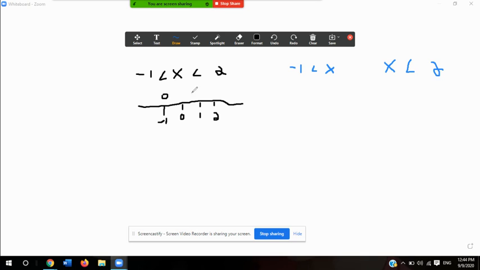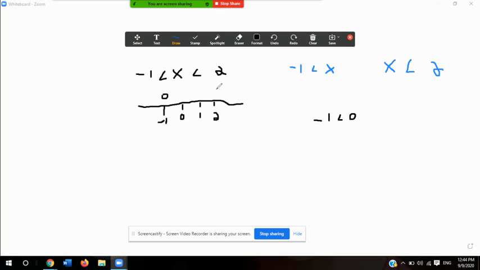So let's say this is kind of confusing to me. I don't know what this means. And I break it down. I know that it means that x is going to be a number that is greater than negative 1. So what number can x be? What number is greater than negative 1? Well, if you're thinking 0, that is correct. So this part of the statement is true because 0 is greater than negative 1.